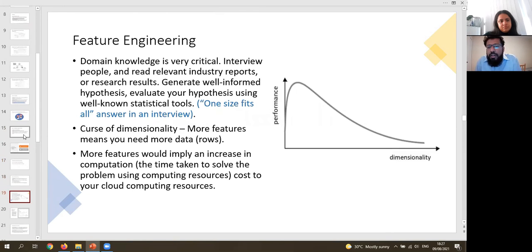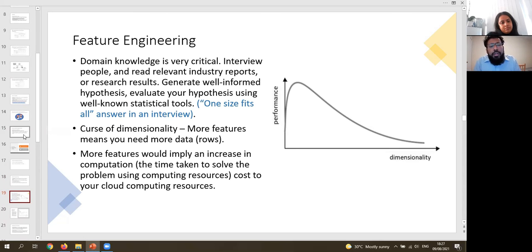So this is what the graph looks like. If you increase the features or dimensions until a certain point, the performance of your algorithm or your predictive analysis will improve. But after a certain threshold, your performance will then start to decrease. So we have to be careful with our terminology. We are not saying increasing the features will reduce the performance. We are saying increasing it too much will then adversely affect the performance.